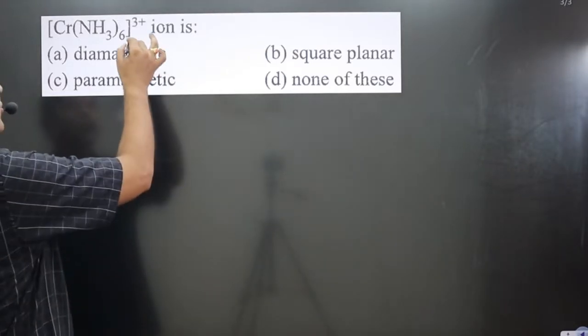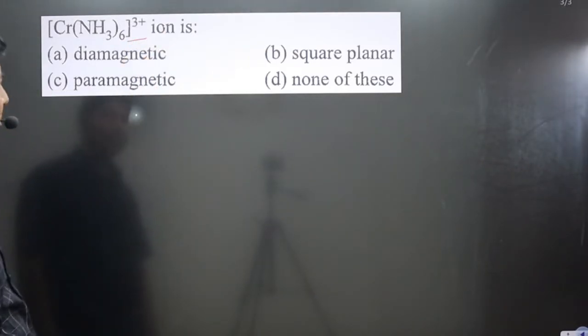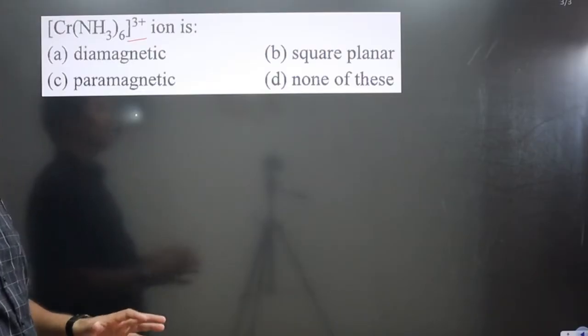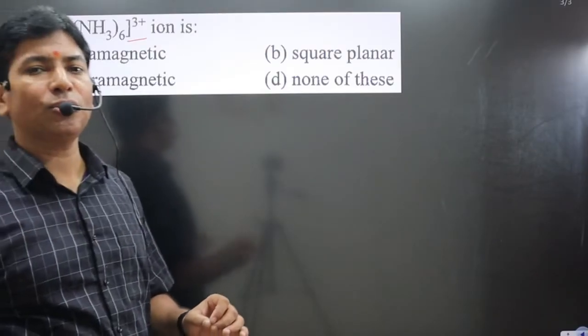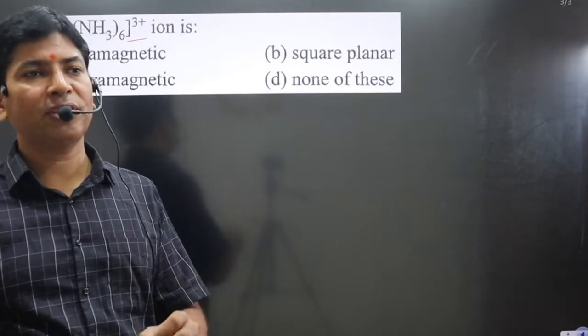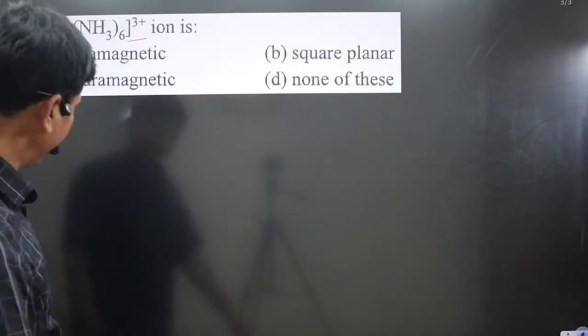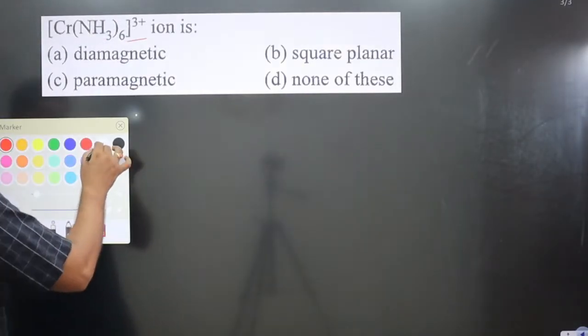The question says the given complex ion is diamagnetic, paramagnetic, square planar, or none of these. Whenever the question is related to hybridization or geometry, always use valence bond theory. To apply the valence bond theory, we follow the order.